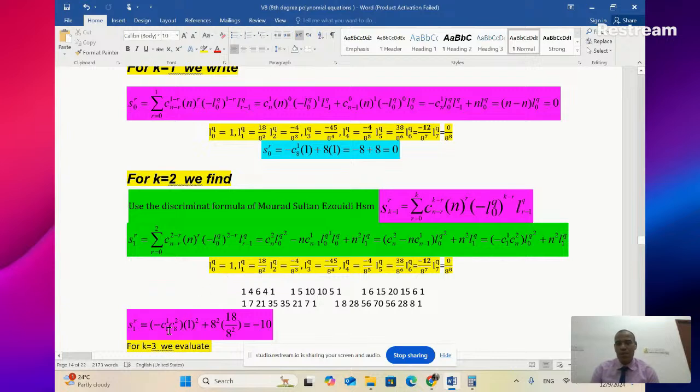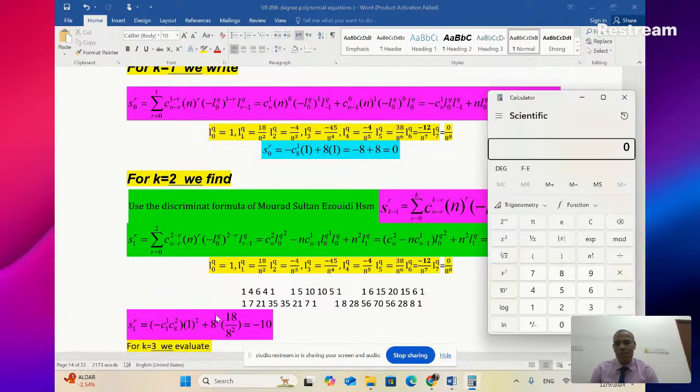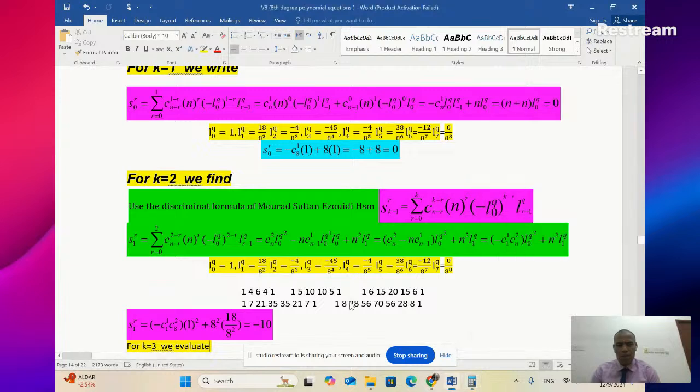S1 equals negative combination 1 choose 1 times 8 choose 2 times 1 squared plus 8 squared multiplied by 18, divided by 8 squared. So I will use a calculator. This is our calculator. You can see minus 1 choose 1 is minus 1, multiplied by combination 8 choose 2.